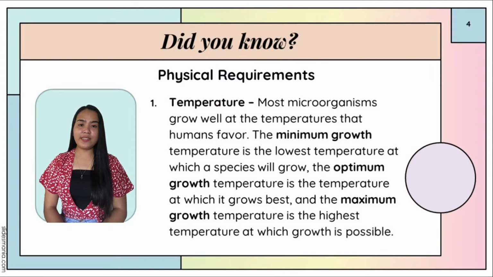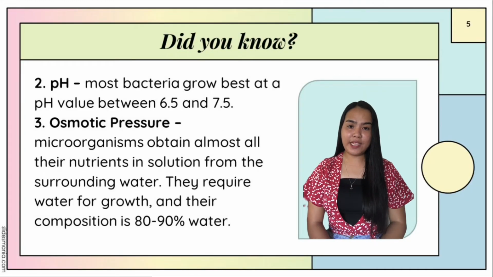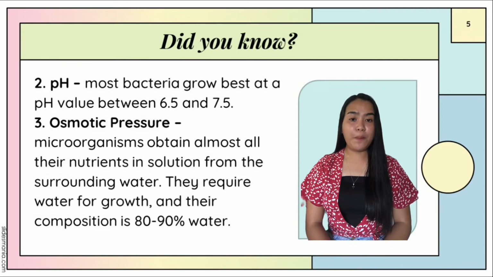Most microorganisms grow well at the temperatures that humans favor. The minimum growth temperature is the lowest temperature at which a species will grow. Number 2 is the pH. Most bacteria grow best at a pH value between 6.5 and 7.5. Number 3 is the osmotic pressure. Microorganisms obtain almost all their nutrients in solution from the surrounding water. They require water for growth and their composition is 80 to 90% water.